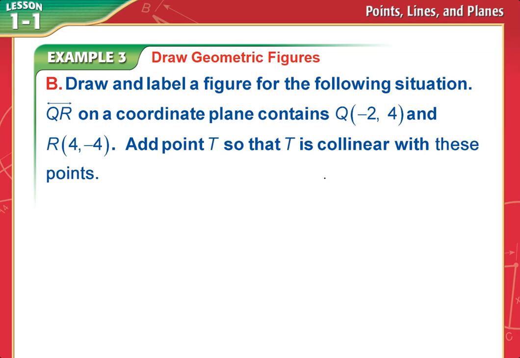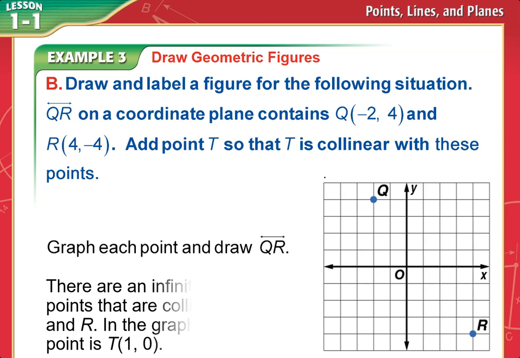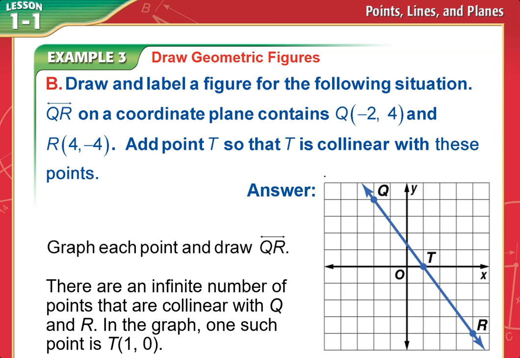Draw and label a figure for the following situation. QR is on a coordinate plane containing point Q(-2, 4) and R(4, -4). So we're going to draw each point and draw QR. We're going to add point T so that T is collinear with these points. So there are an infinite number of points that are collinear with Q and R. In the graph, one such point that we chose was the point at (1, 0).